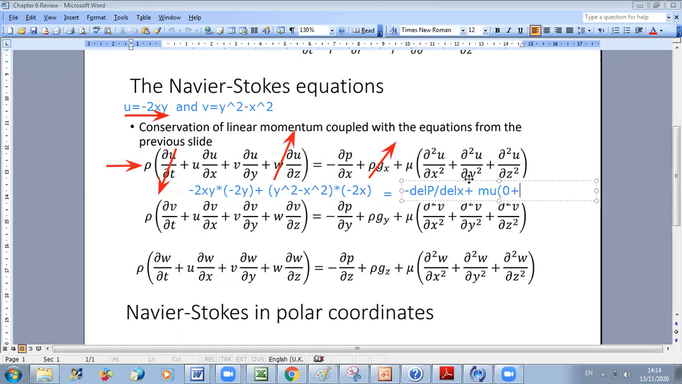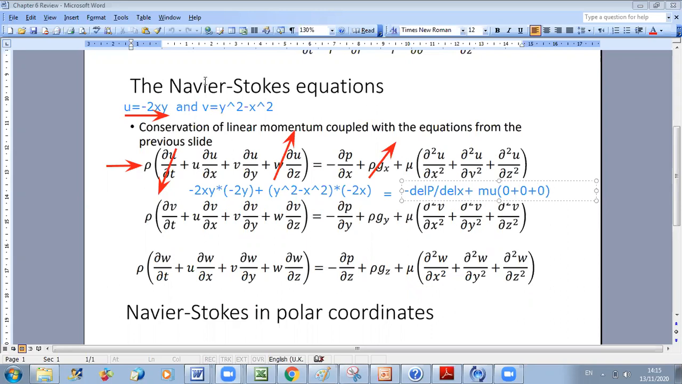Now also, if I derive del u by del y, it will give me minus 2x. If I derive again with respect to y, it will also give me 0. So it's plus 0. And u is already not a function of z. So del u by del z is 0, and the second derivative with respect to z is 0. So plus 0. So you will see that in general, these equations which seem complex will be much simplified in reality.